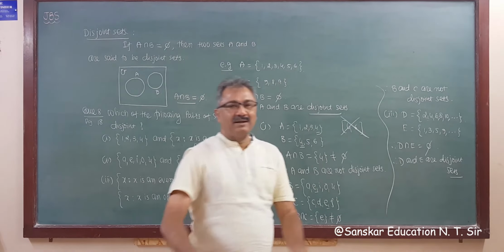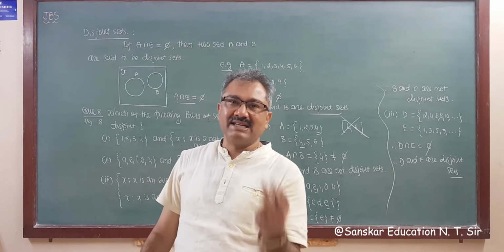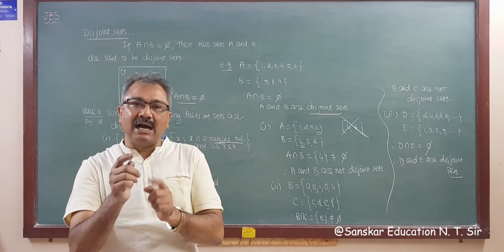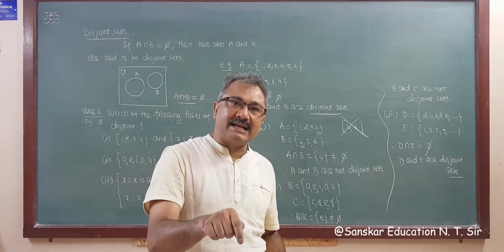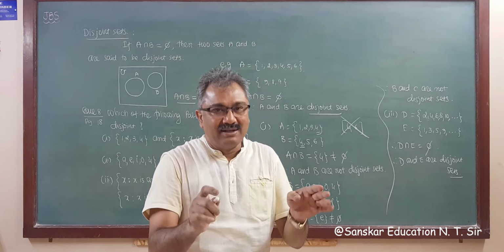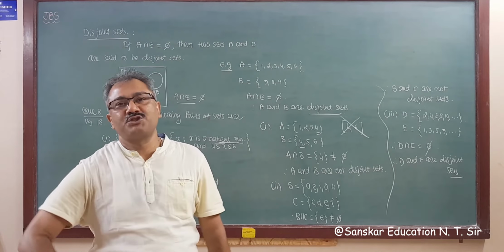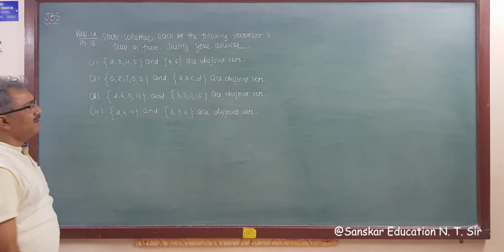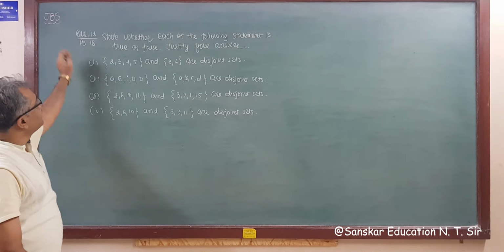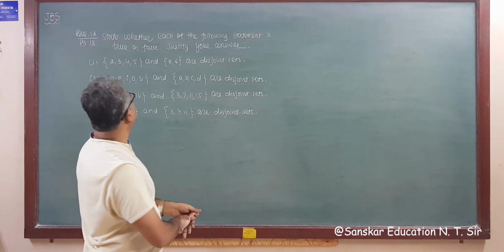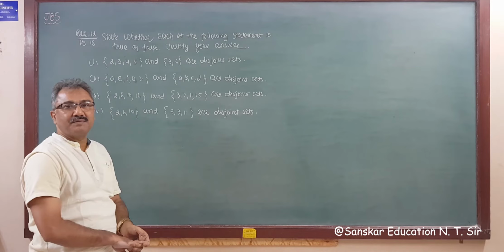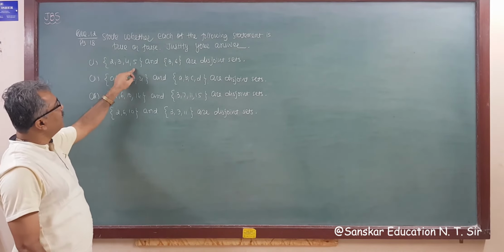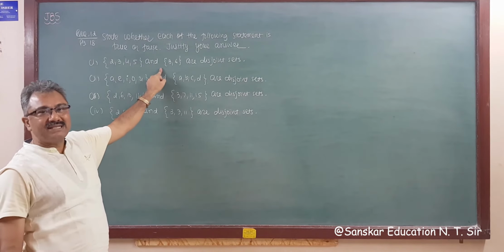Right? So clear? When two sets are said to be disjoint, if the intersection of the two sets is the null set, there are no common elements, then the two sets are said to be disjoint sets. Okay? Question number 12, page 18. State whether each of the following statements is true or false and justify your answer. Right? So first, given 2, 3, 4, 5 and 3, 6 are disjoint sets.